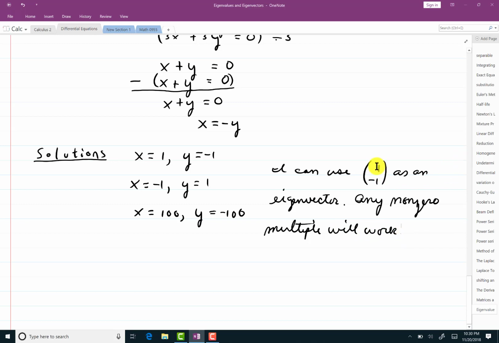Generally speaking, if you choose 1, 1 is about as easy as it gets unless you have 0 available. And like I said, you cannot use a 0 vector. So I will use 1, negative 1 as my eigenvector for this case. This is for lambda 1. So when lambda equals negative 1, the vector 1 comma negative 1 is the corresponding eigenvector.